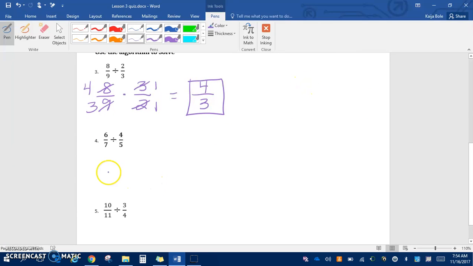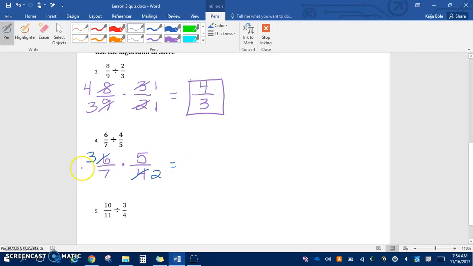Alright, number 4 here is 6/7 divided by 4/5, so again I need to multiply by the reciprocal. So I have 6/7 times 5/4. And now when I look if I can cross divide, I can only cross divide with the 6 and the 4, and I can divide both of those by 2. So I get 2 here, and I get 3 here.